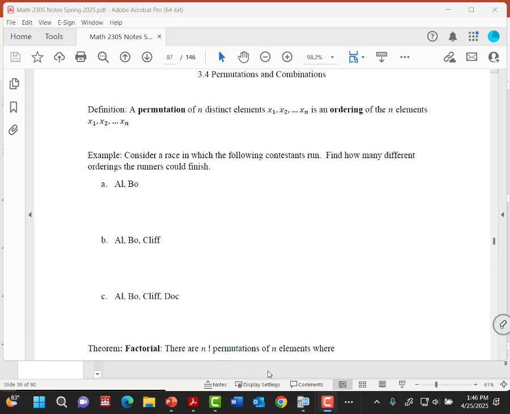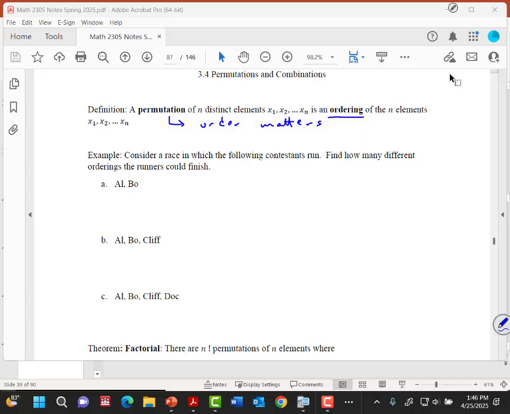So in this video, we want to introduce the concept of permutations and combinations. These are techniques that we can use to count various items in a set. So definition: a permutation of indistinct elements x1 to xn is an ordering of the n elements. The big thing to remember when we're dealing with the permutation is that order matters.